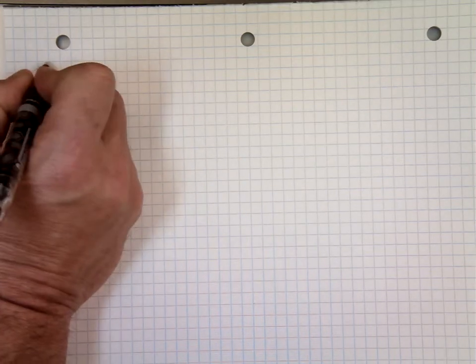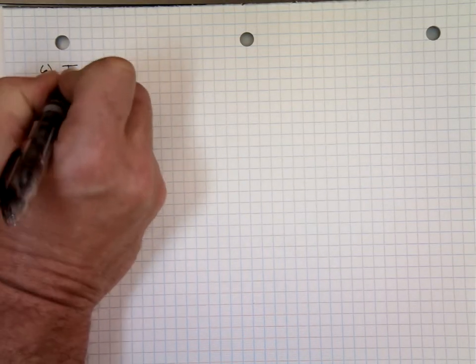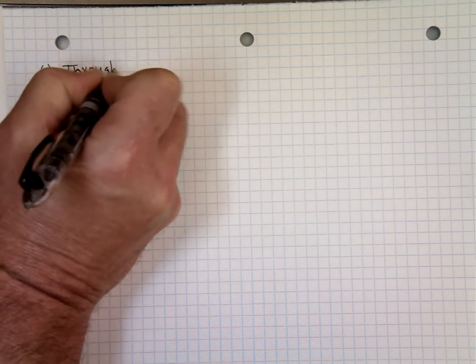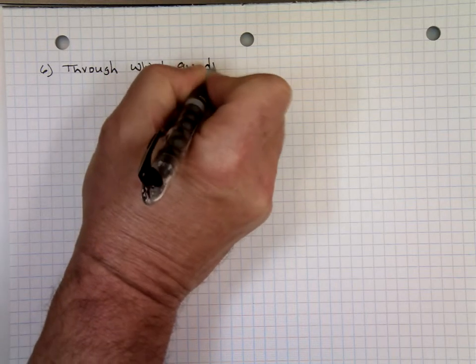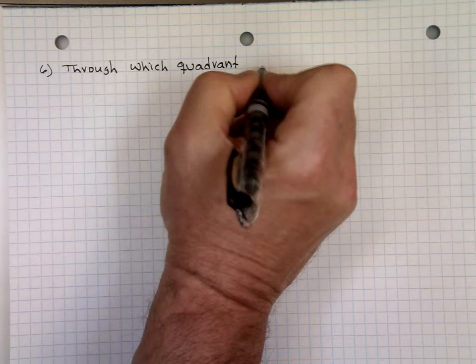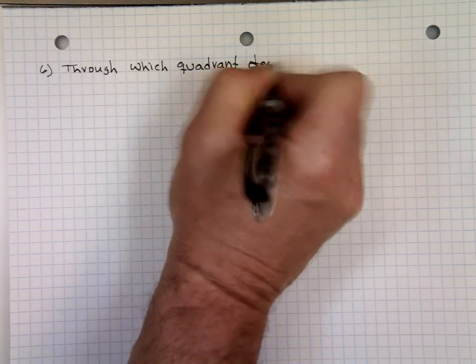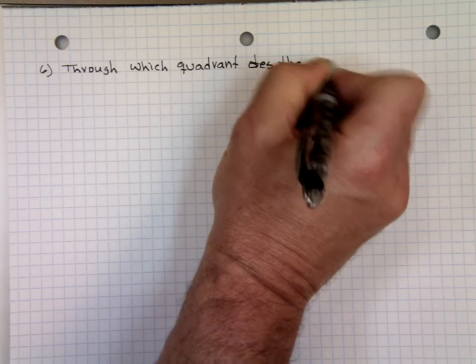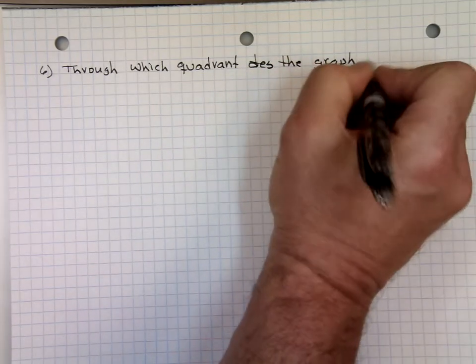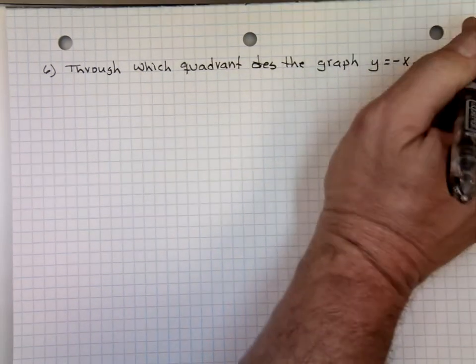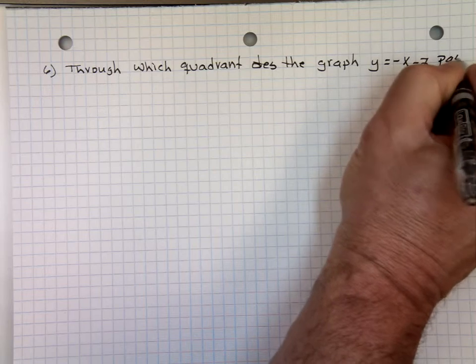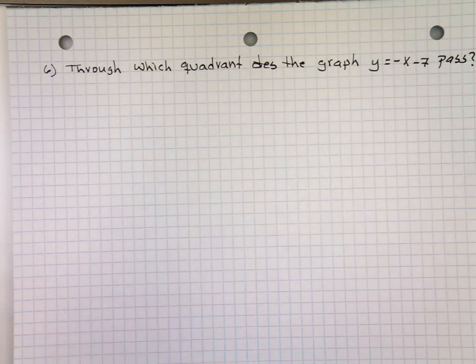Through which quadrant? That's what the question asks. Through which quadrant does the graph y equals negative x minus 7 pass? How would you graph y equals minus x minus 7?